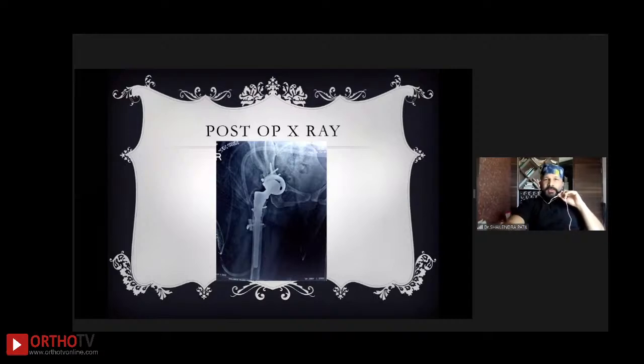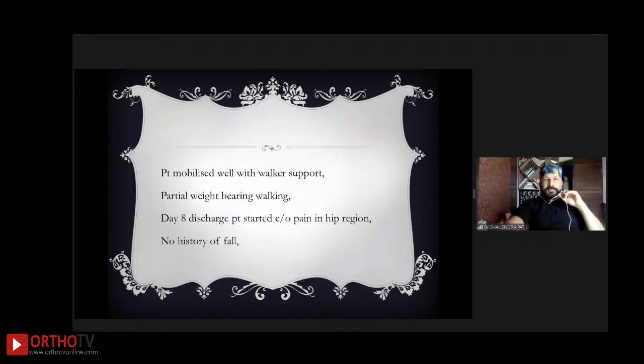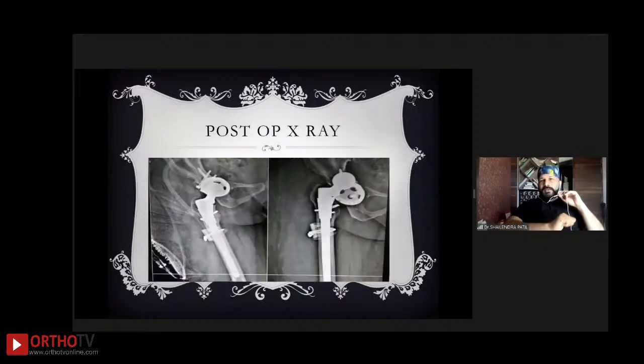The patient was doing well. I mobilized him on the third or fourth day. The patient was walking with partial, toe-touch weight bearing, and we planned a discharge on the 7th or 8th day. On the day of the discharge, the patient started complaining of pain in the hip region and there was mild swelling. There was no history of fall or anything. The patient had done all her regular activities one night prior. We did the X-ray, and as you know, the most common complication in such cases is anterior dislocation of the hip joint. So, till now, any questions on this?